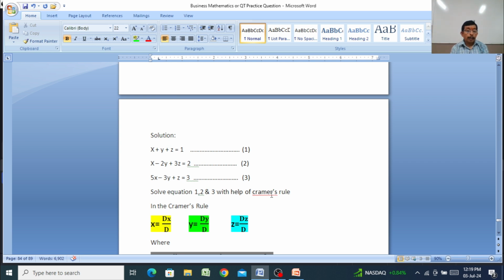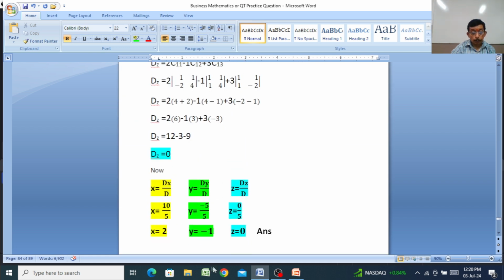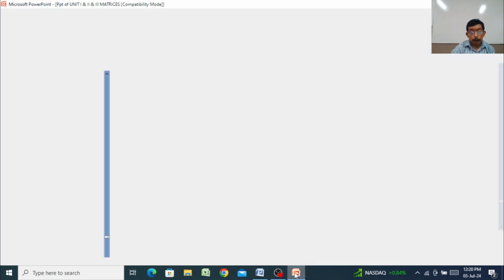If you take the second row, then put all the values in the second row. If you take the third row, then put these values in the third row. You can take any row and satisfy these values. If LHS is equal to RHS, then your answer is right, otherwise your answer is wrong. Is it clear to everyone? Now the Cramer rule is closed. Now come to the next part.